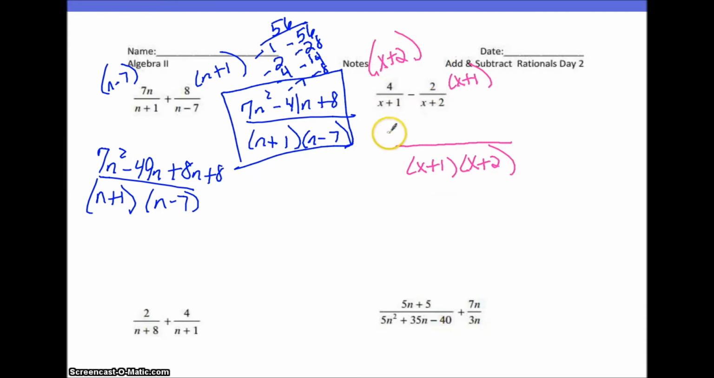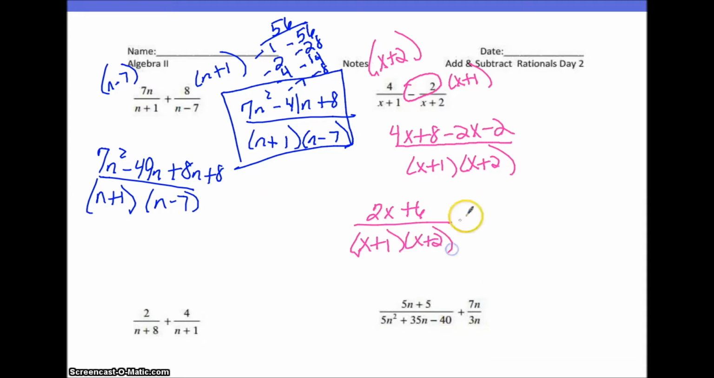So x plus 2 times 4 is going to give me 4x plus 8. Now you got to be careful because on this one it's like you're distributing a negative 2. So minus 2x minus 2. So 4x minus 2x is 2x. 8 minus 2 is plus 6. All over x plus 1 and x plus 2.